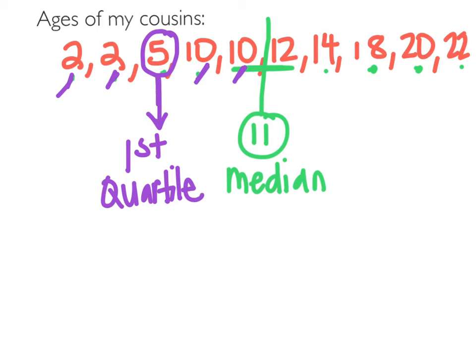Now if you look, I've split my data into a part here, and then this big part over here. Now I'm going to come to this upper half of data and do the same thing. I'm going to split that in half. So I go one from the low, one from the high. Low, high, and I'm left with 18 in the middle. This is called my third quartile.